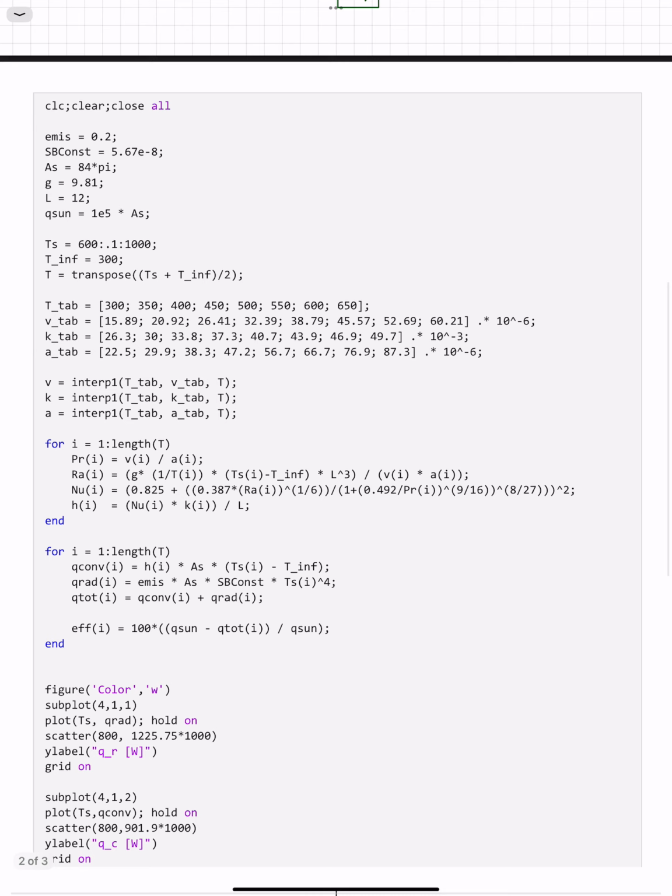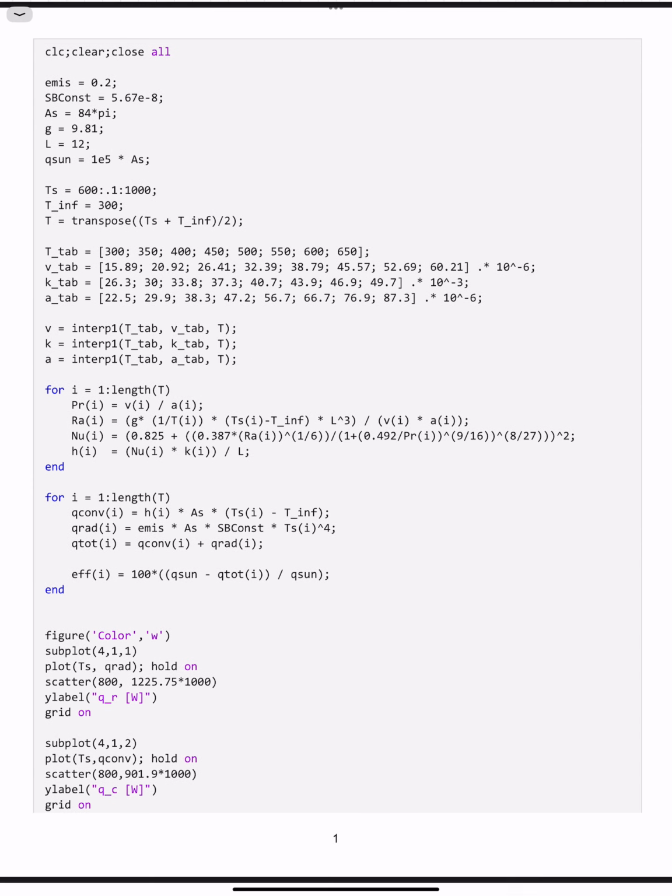For Ts, I created a vector ranging from 600 to 1,000 with an increment of 0.1 Kelvin. That's pretty arbitrary. You can set it to whatever you want, but I figured that would give enough resolution. The bulk temperature will be 300 for all cases. And then I just transposed the Ts plus T infinity over 2, which is the average temperature. So that's where you pull from the tables. I just transposed it because I prefer working in a different form on MATLAB.